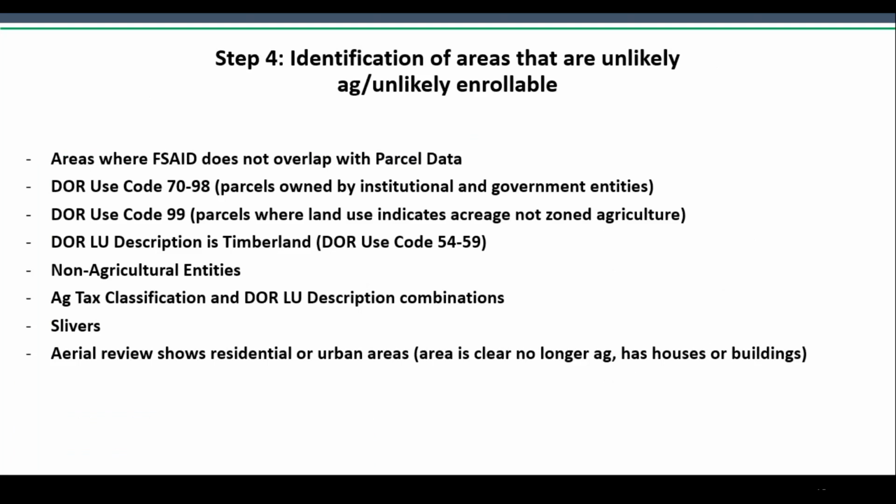After we've generated the coverage and done the data cleanup and added the fields that provide the details, we look at the details listed on this slide for each parcel to determine if a parcel is unlikely ag or unlikely enrollable. And the list shown on this slide is how we categorize parcels into eligibility for enrollment and therefore categorize them into their prioritization level. And I'm going to talk about a couple of these over the next couple slides.